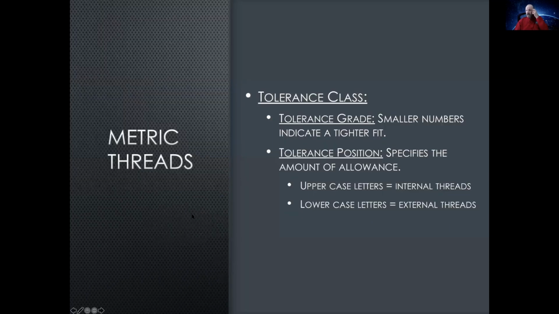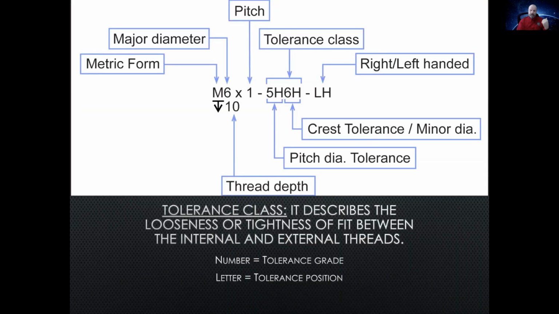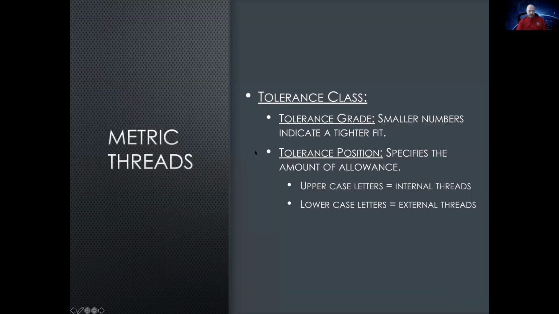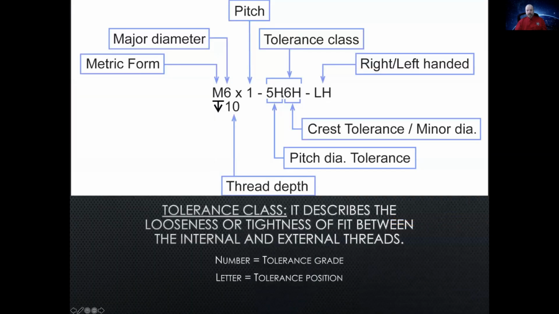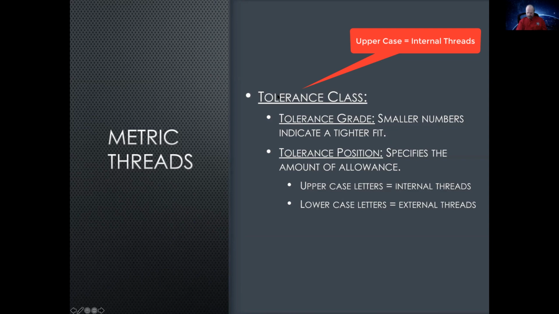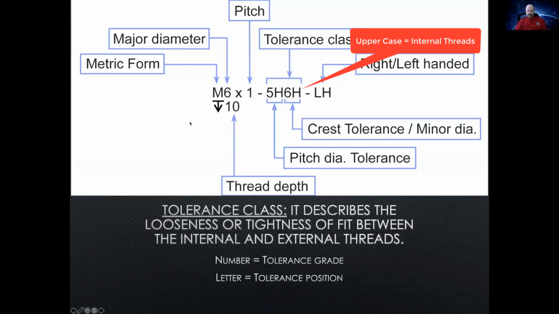So the tolerance grade basically means the smaller the number, it's a tighter fit. So as the numbers get smaller, the fit gets tighter. The tolerance position specifies the amount of allowance. So the uppercase means it's internal, and lowercase means external. So these are internal threads. Okay.